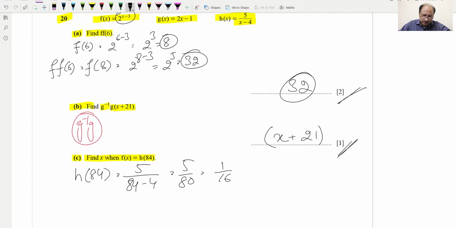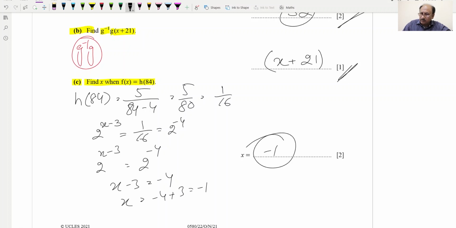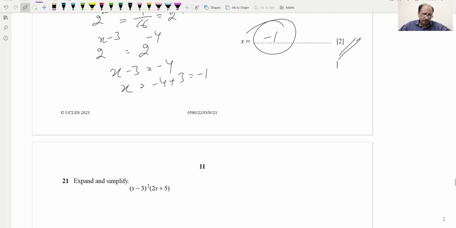And this is equal to f of x, and f of x is 2 raised to the power x minus 3, which is equal to 1 over 16. So this is the equation which we need to solve. So we can write this one as 2 raised to the power minus 4. So 2 raised to x minus 3 is equal to 2 raised to minus 4. Bases are same, so we can leave the bases and we can write x minus 3 is equal to minus 4. So x is equal to minus 4 plus 3, which is equal to minus 1. So the answer will be minus 1, and this is a 2-mark part which we have done.